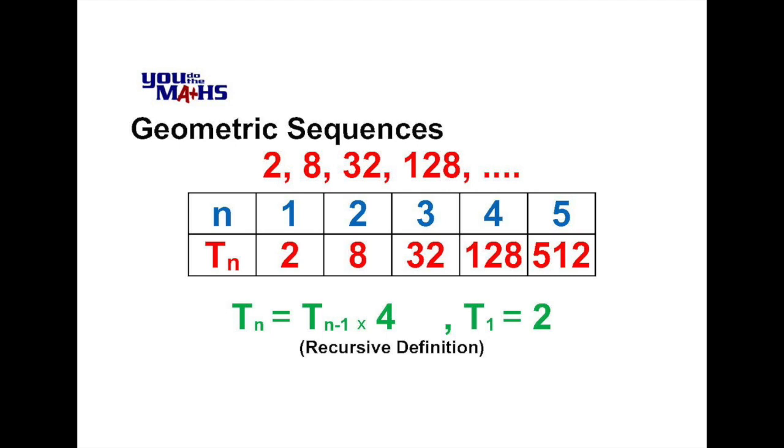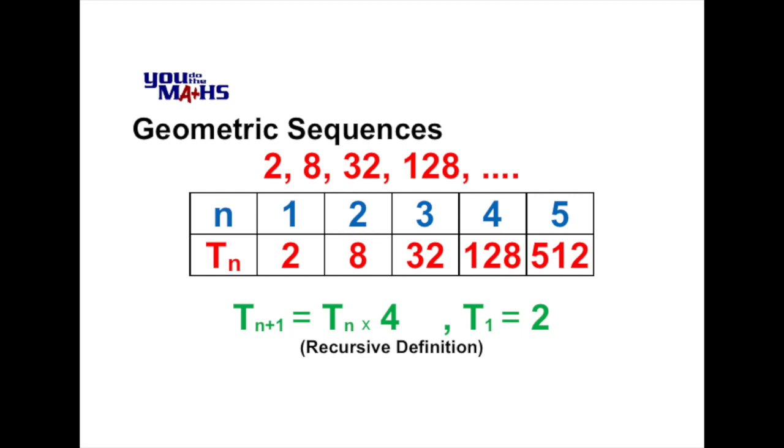So to give the entire definition, which is called a recursive definition, we say that Tn is equal to Tn minus 1 multiplied by 4, with the first term being 2. We can also define that another way by saying any term in the sequence multiplied by 4 gives the next term in the sequence, or in sequence notation, Tn plus 1 is equal to Tn multiplied by 4, where the first term is equal to 2.